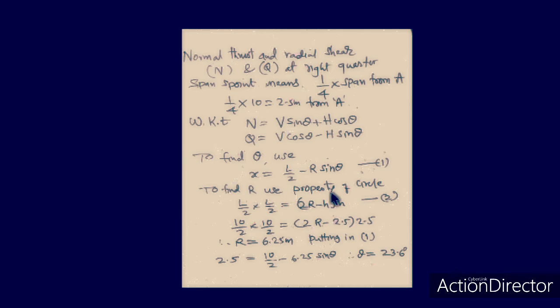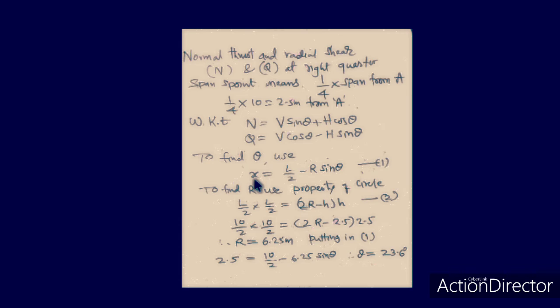To find out r, use this property of the circle: L by 2 into L by 2 is equal to 2r minus h into h. So from this equation you have to find out the value of r. That is what I have done, so I got r as 6.25 meter. Now you substitute the value of r in this equation.